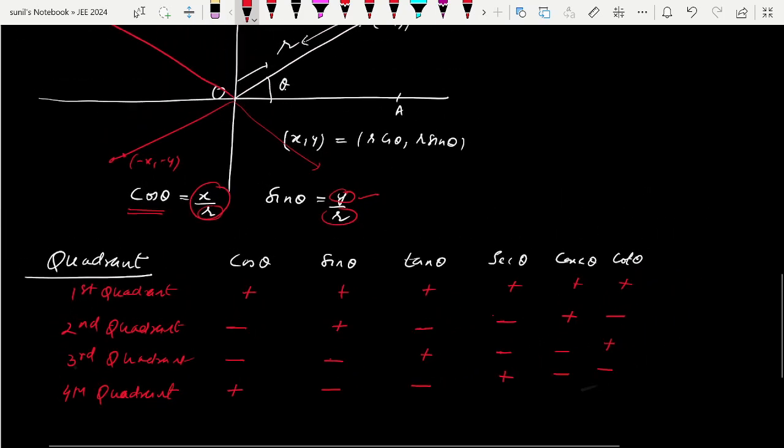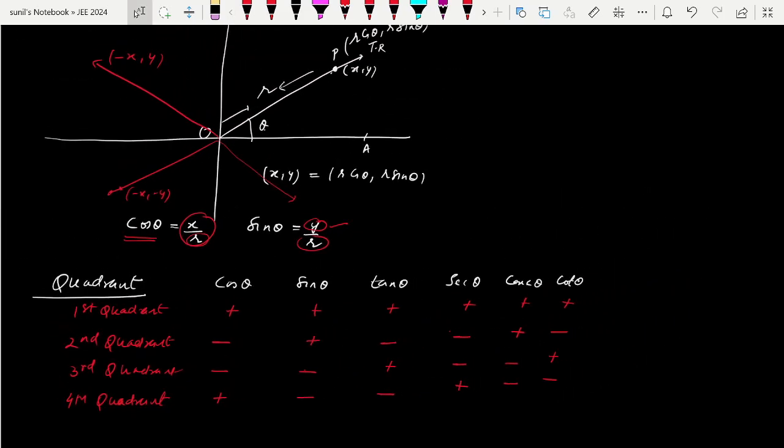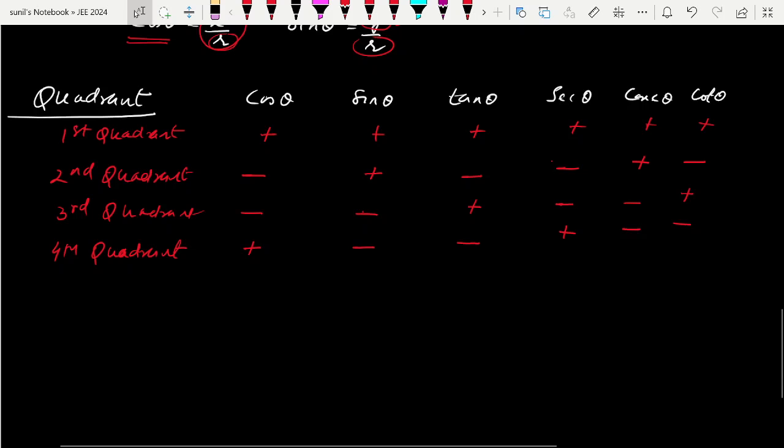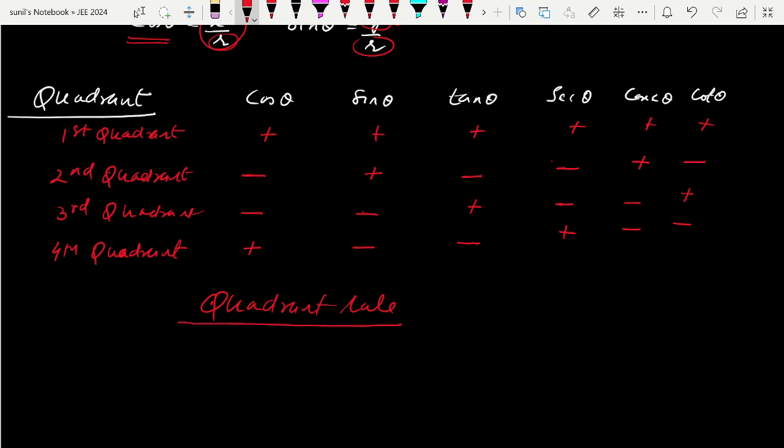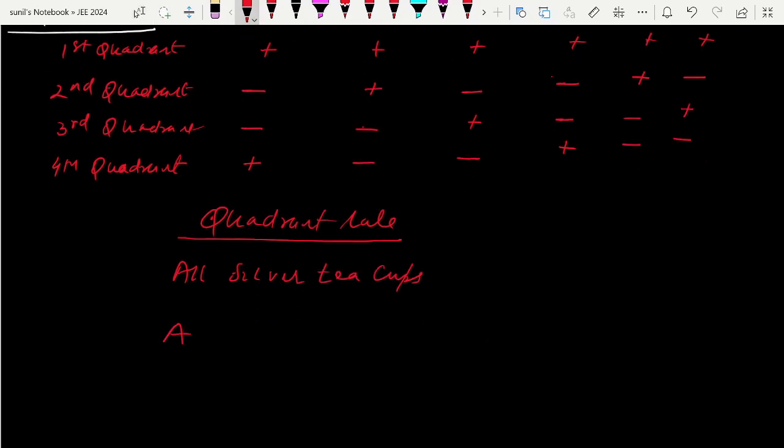So on the basis of this definition, we have derived the quadrant rule. It is easy to remember this quadrant rule by using the quotation: All Silver Teacups. I am taking the first letters, A, S, T, C. A stands for all, and this is for the first quadrant. In the second quadrant, sin theta and cosec theta are positive because cosec theta is the reciprocal of sin theta.